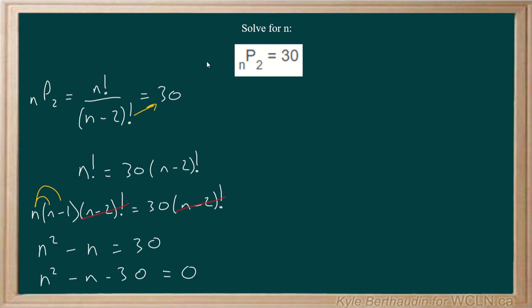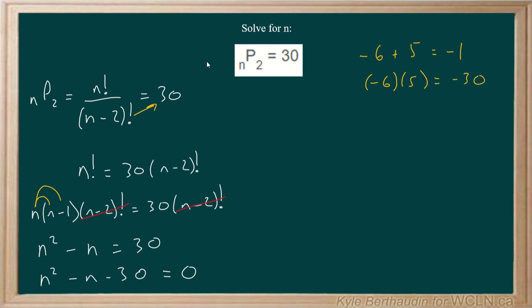Now at this point, I need to find out what n satisfies this equation, so I need to factor it. So we're trying to determine what two numbers add to give us negative 1 and multiply to give us negative 30. So we need to think about the factors of 30. Well, 5 and 6 will work in this case. And if we use negative 6 and positive 5, when we sum them, we get negative 1. And when we take negative 6 and multiply it by positive 5, we get negative 30.